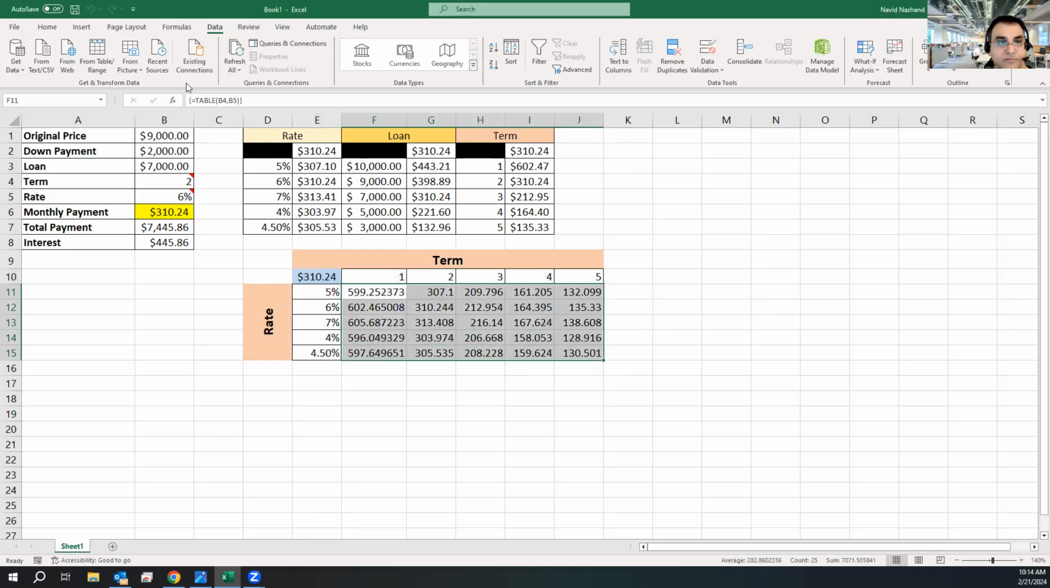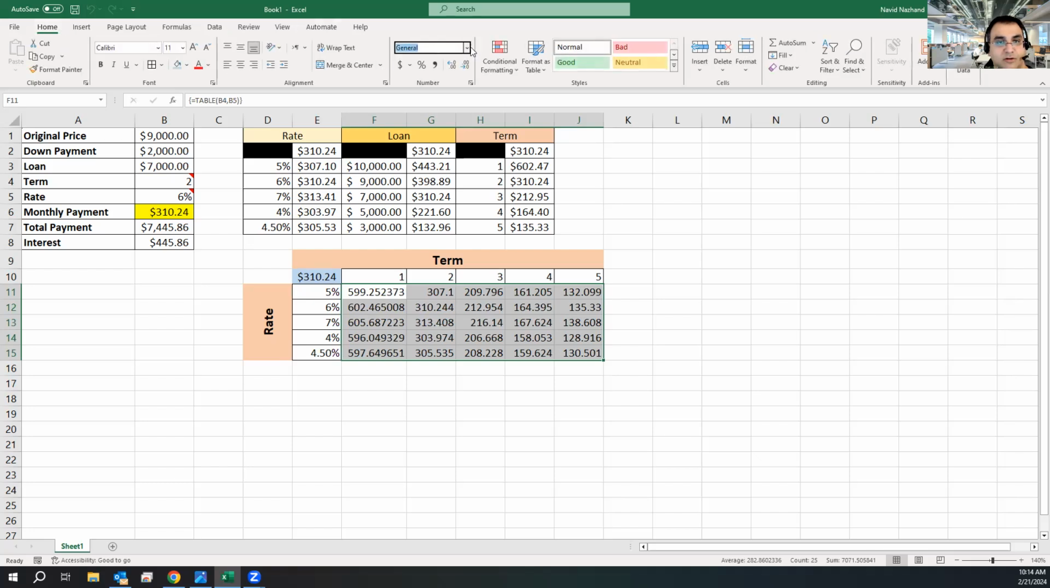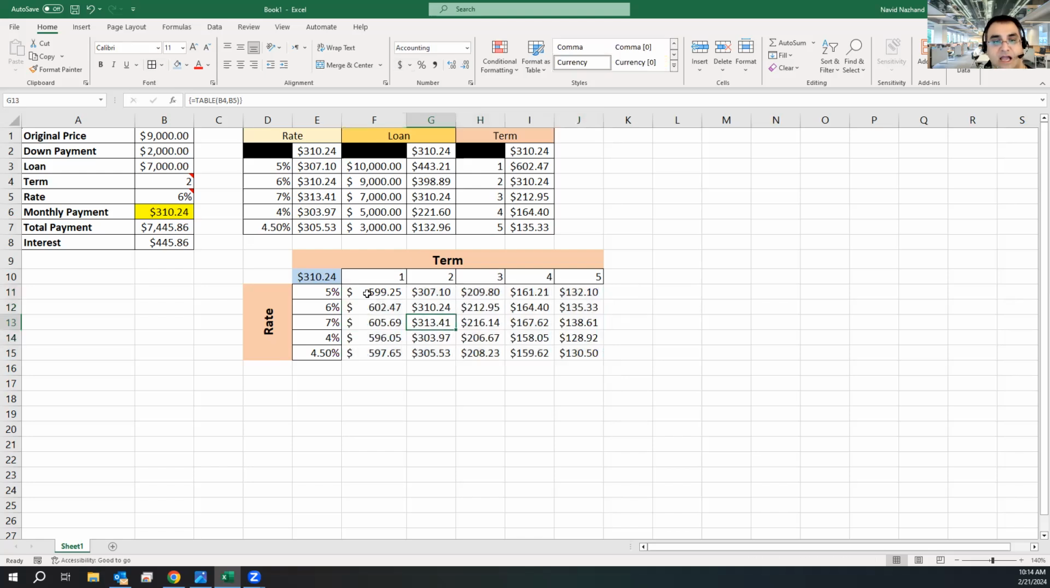There we go. I'm going to just make sure that I have the proper formatting here. Now look at this. What is this telling me? This is a very beautiful analysis to see how much I have to pay, for example. Look at this one. Let's find the one that we have right now. We have right now 6%, 2 years, right? 310.24. This is what we have. But what if we can get a better rate, like 4%? If it is 2 years, 4% is 303.97. But if the term goes to 5 years, I'm going to pay less every single month. But then how much is that going to be? It's $128.92.